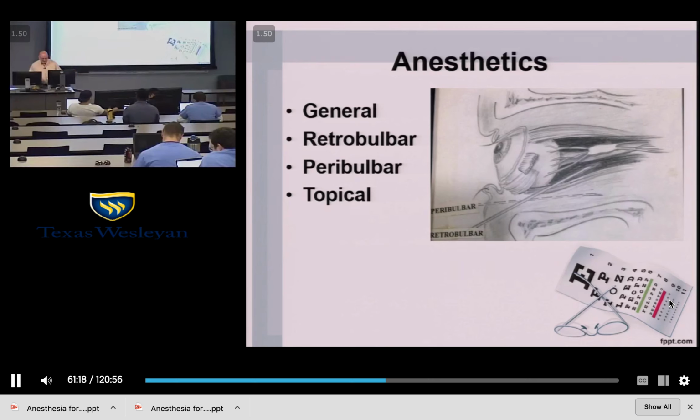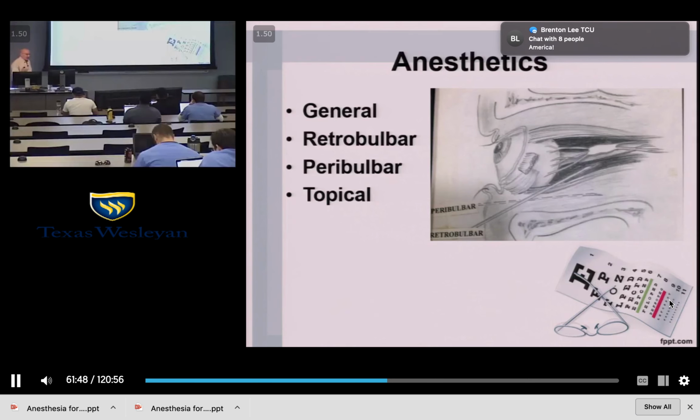All right? Let's talk about the different types of anesthesia for eyes. Okay? This is the part that really grosses me out because I don't want any needle stuck anywhere near my eyeball. Obviously, most eye surgeries require akinesia of the eyeball. General anesthetic, a retrobulbar block, and a peribulbar block are going to provide akinesia of the eyeball. A topical anesthetic is obviously not going to.